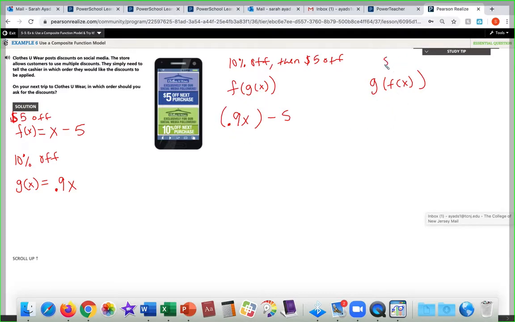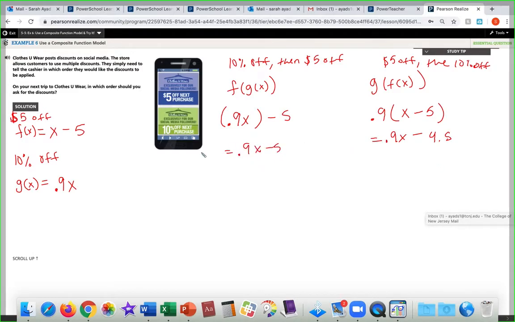Or do I want to take the $5 off, then the 10% off? So here I'm taking the function g and I'm plugging in x minus 5. So this would give me 0.9x minus 4.5. Whereas this one is 0.9x minus 5.